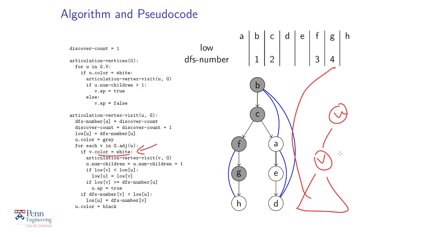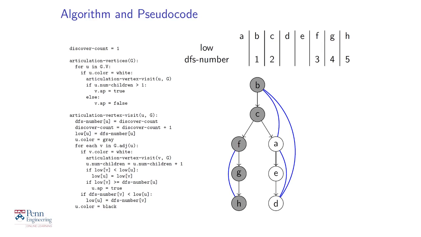So if that happens, low of v is less than low of u, then we make low of u equal to low of v. Because remember, low of u is the smallest DFS number that can be reached by a back edge from the entire subtree that lies below u. So you can see that we need to assign low of v to low of u. So that's how we update low numbers. For each child of u that we visit, we update low numbers in this manner. And in the end, we'll have the low number of u.